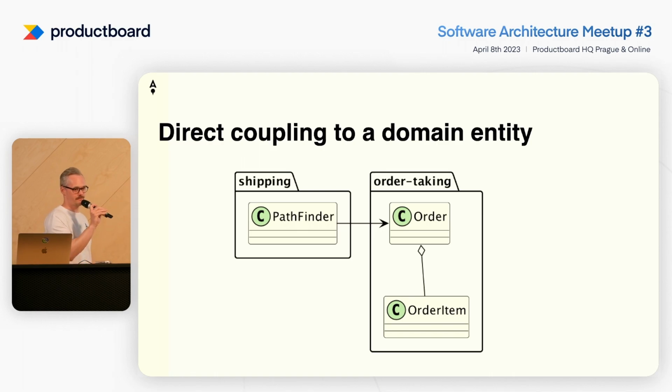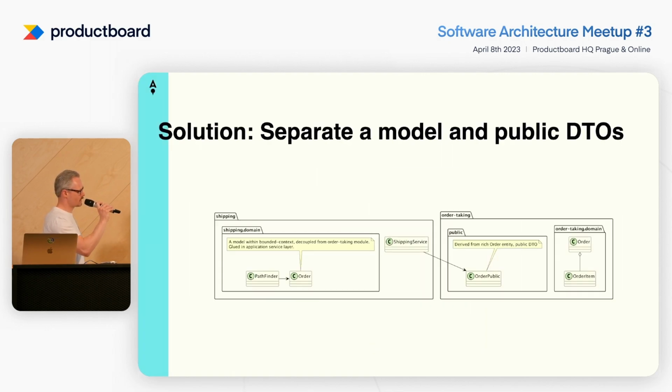Because when the order needs to be shipped, you need to get an address, and the address is probably part of the order, right? But if you create a system like this, you have a direct dependency between inner entities, between modules. So these two modules are tightly coupled, because every time you need to change the order, you need to recompile or change the shipping module. And that's bad. And you should feel bad for that.